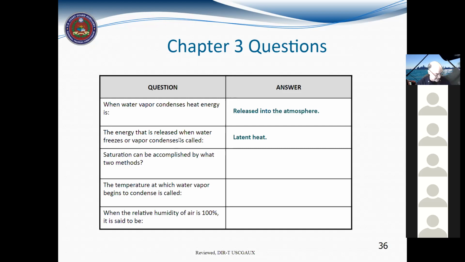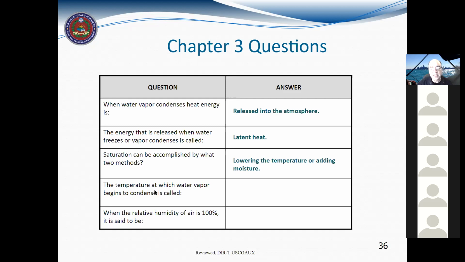Jason Pfeffer, saturation can be accomplished by what two methods? Sorry, I'm driving. Oh, that's right. You're driving. Jeff Silberg, you keep driving safe over there. Yes, sir. Sure, it can be. You can add moisture to it, or you can cool it off. Yep. Well done. Lowering the temperature, adding moisture.